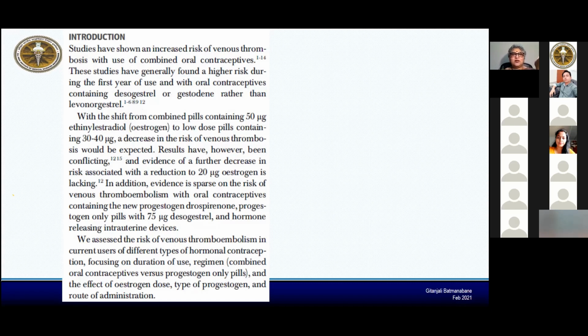Where they have shown that there is an increased risk of venous thrombosis. Then they are telling the gaps. Okay, with a shift from combined pills with this much to low dose pills, a decrease of venous thrombosis is expected, but results are conflicting. And evidence of further decrease in risk associated with the reduction to 20 micrograms estrogen is lacking. So they are pointing out the gaps in the study. So this is the background. This is the lacunae identification along with a little bit of justification. And here they have given aims and objectives because this is for a research paper.